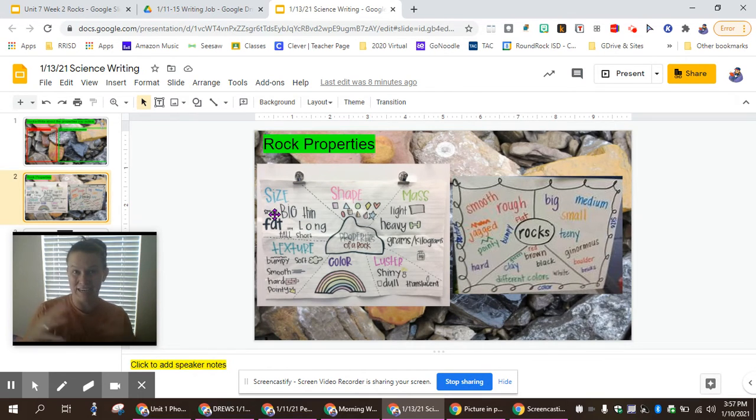Big, small, tiny, huge, ginormous. The shape, does it look like an oval? Is it more like a circle? Is it more like a square or rectangle shape? The mass, that means the weight. Is it light or is it heavy? The luster, shiny or not, dull, things like that. Color, of course, what color?